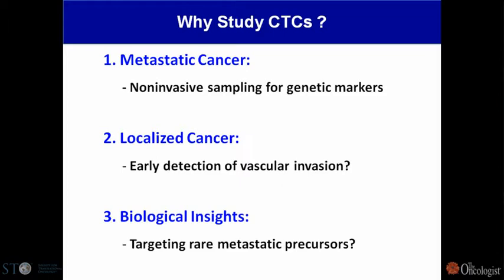So I'm going to talk first about metastatic cancer, and that's the idea that we may be able to non-invasively sample tumor cells from the blood and help us adjust the therapy for patients known to have cancer. I'll touch a little bit on some earlier data in terms of localized cancer, and the idea that if blood vessel invasion is picked up earlier, there is some hope for early detection of vascular invasion, which I think could be very promising if the technology can take us there.